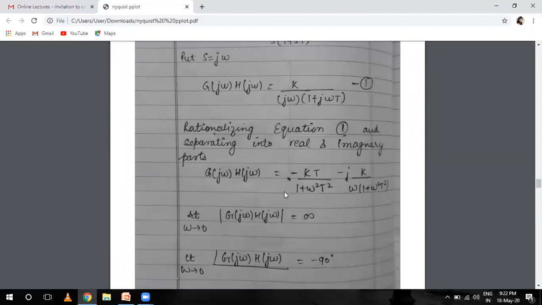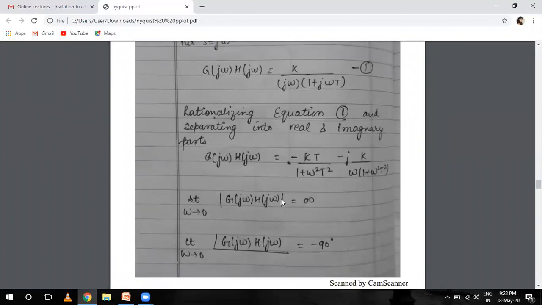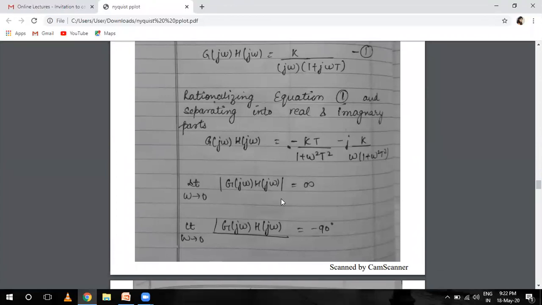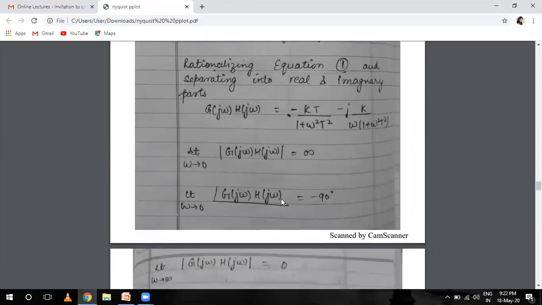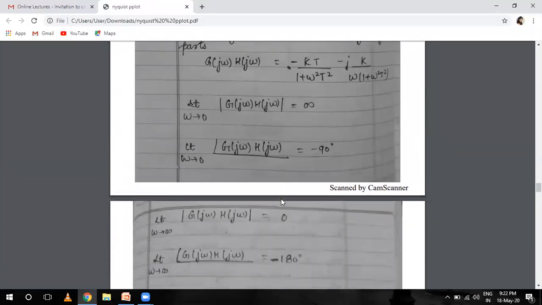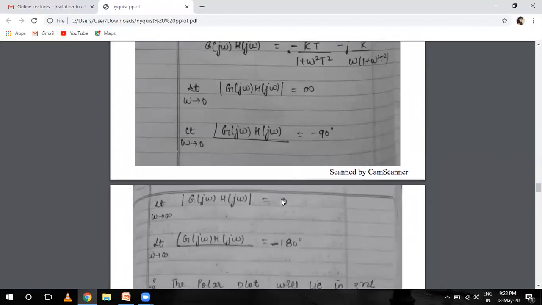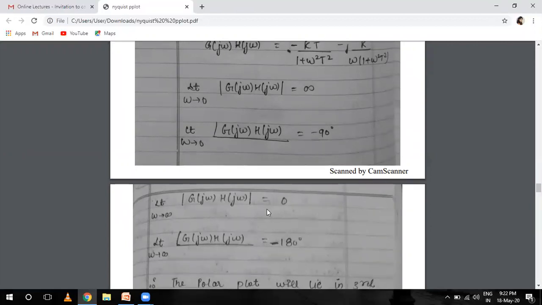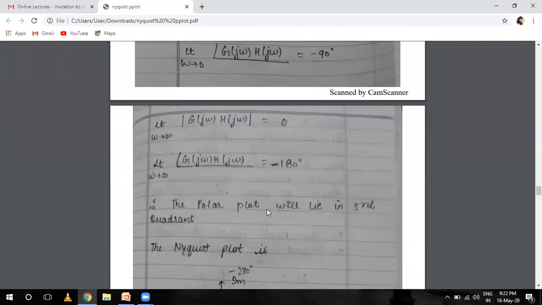This is the rationalization, and put ω = 0 in magnitude, then you will get infinity. And when you put ω = 0 in phase, that is equal to -90. When you put ω = infinity in magnitude, you will get 0. And putting ω = infinity in phase, you will get the angle -180. आपने इसके मैग्नीट्यूड में एक बार ओमेगा को 0 पुट किया, एक बार एंगल में ओमेगा को 0 पुट किया, फिर आपने इसके मैग्नीट्यूड में ओमेगा को इन्फिनिटी पुट किया और इसके ही एंगल में भी ओमेगा को इन्फिनिटी पुट किया. You will get the values correspondingly.